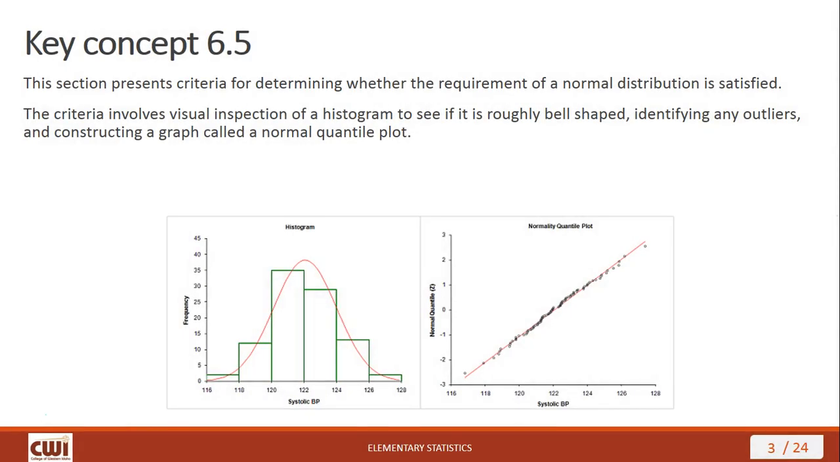Key concepts in this section is that we're going to be learning criteria for determining whether the requirement of a normal distribution is satisfied. And the basic procedure is to look at a histogram to see if we have that rough bell-shaped curve that's characteristic of a normal distribution. We're going to look to see if we have any outliers, and then of course there's the normal quantile plot.